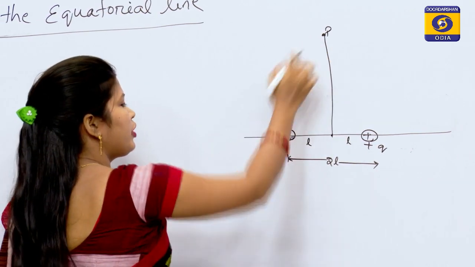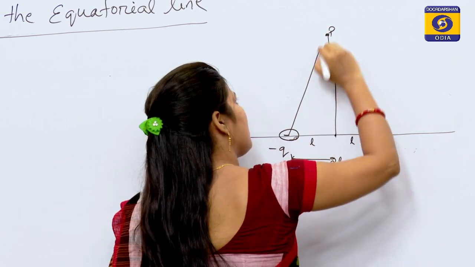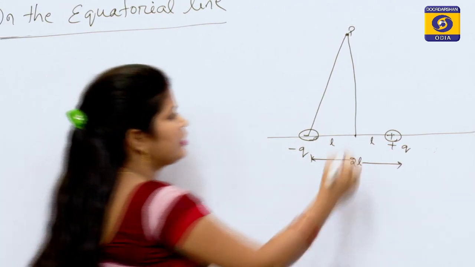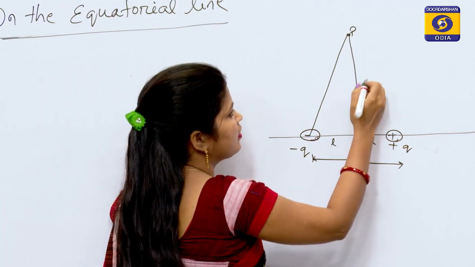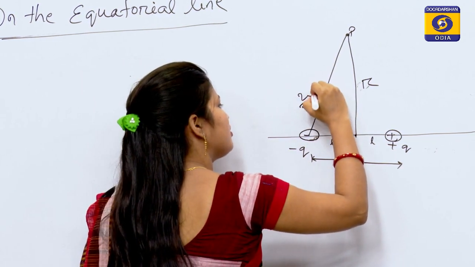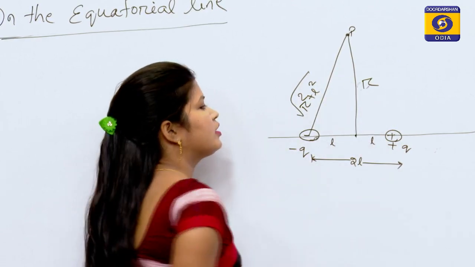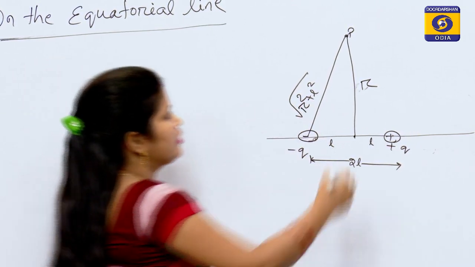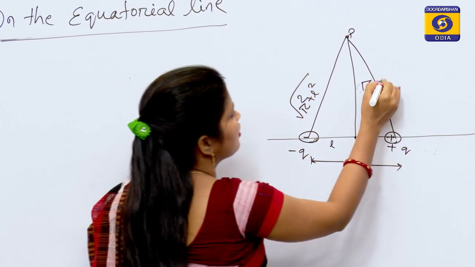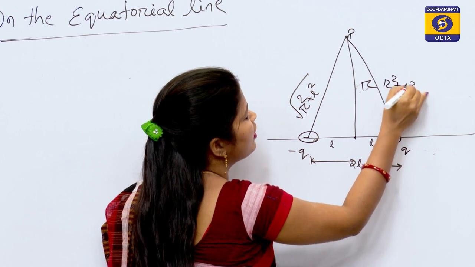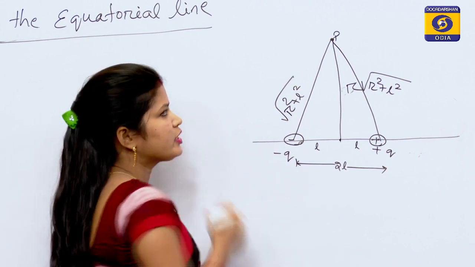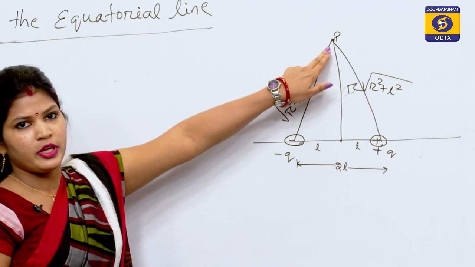From minus q to point P, the distance is, see, from the center of the dipole to point P the distance is r. So, this distance is square root of r square plus L square, it is a right angle triangle, and this distance from plus q to point P is also square root of r square plus L square. Okay. See, just imagine a test charge at point P.